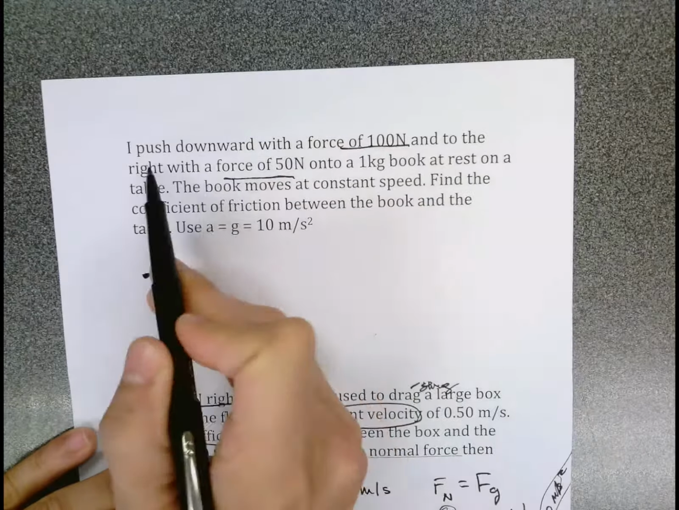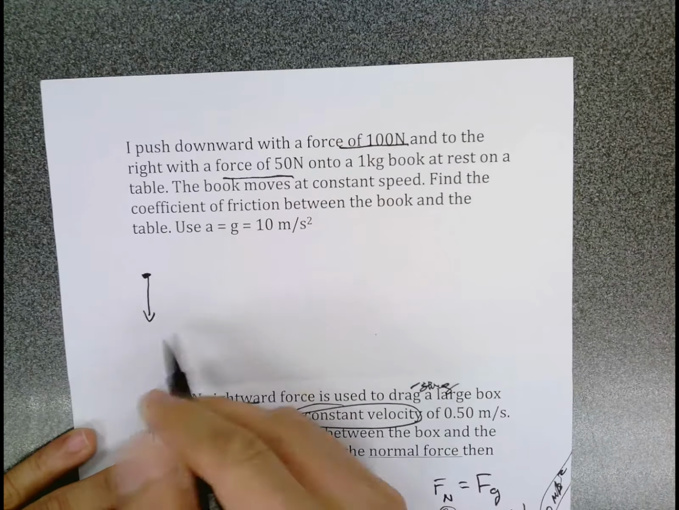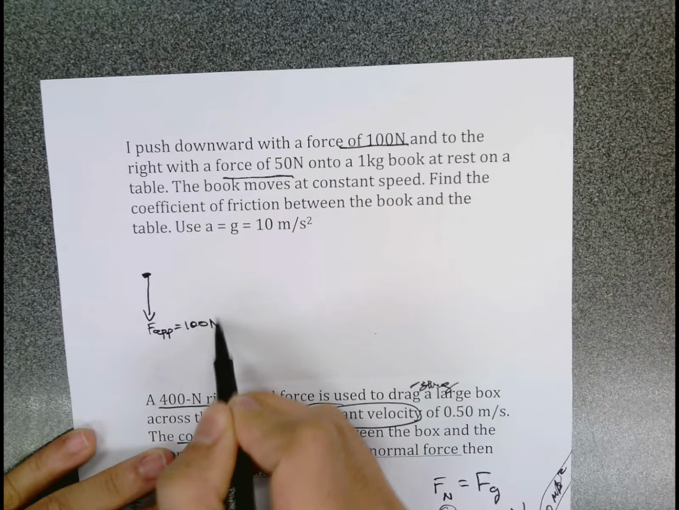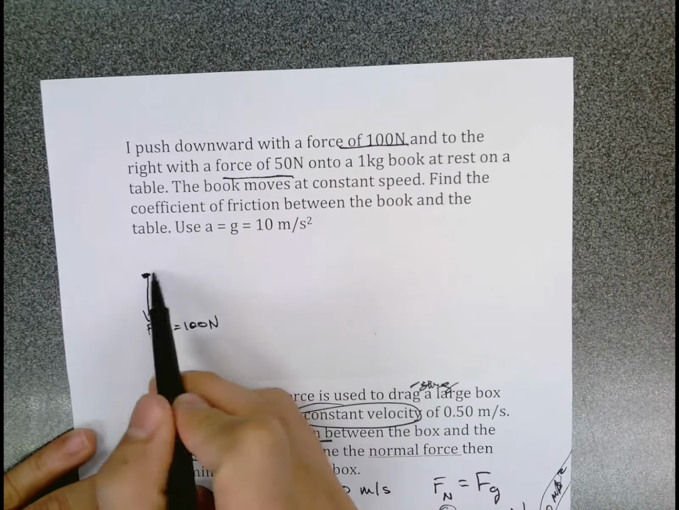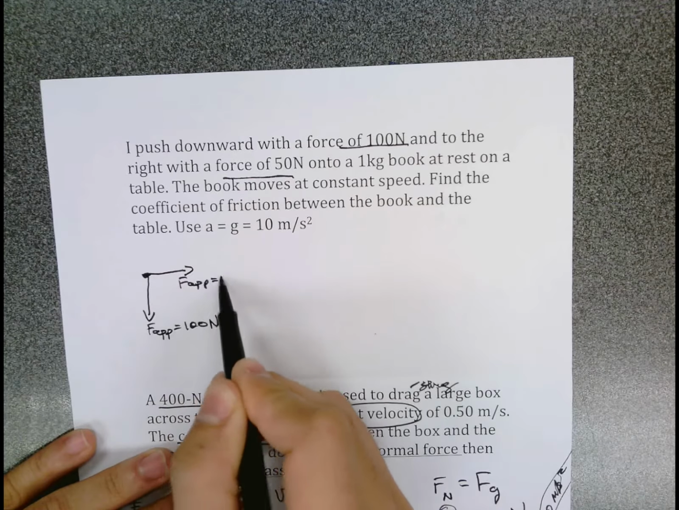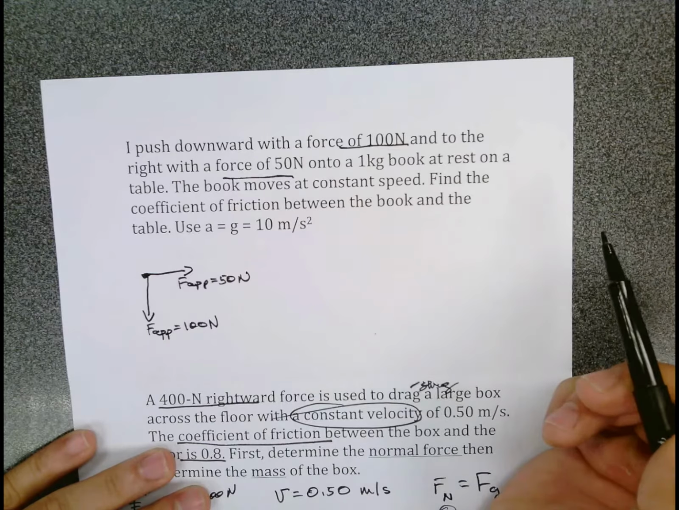The first sentence says I push downward, keyword downward, so we have a downward force of 100 newtons, and to the right with a force of 50 newtons on a 1 kg, 1 kilogram book.